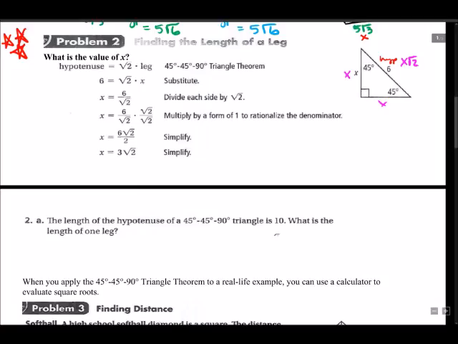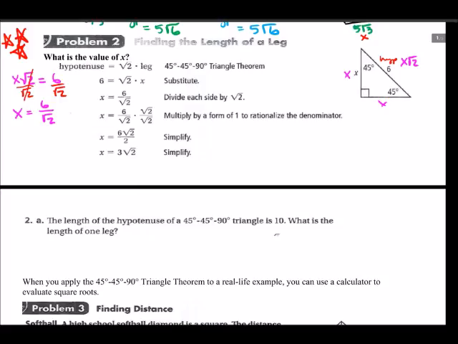We want to solve for x. So how do we do that? We have the square root of 2. I'm going to switch this around here. X square root 2 equals 6. How do we solve for x? The square root of 2 is just like any other number. I am going to divide both sides by the square root of 2. And these will cancel. So what am I left with? X equals 6 divided by square root of 2.